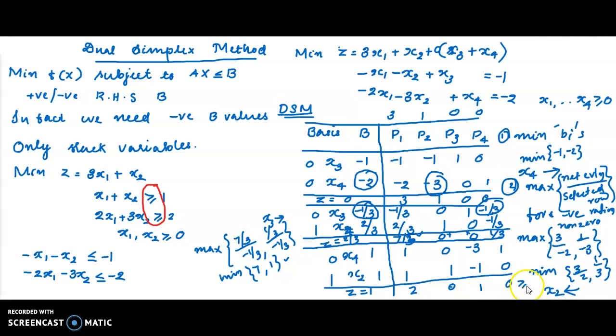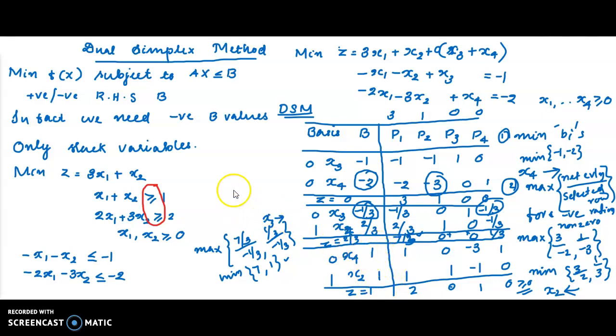All the net evaluations are greater than or equal to 0. Process terminates when there is no point in bi which is negative. Hence the process is terminated as there is no bi negative.